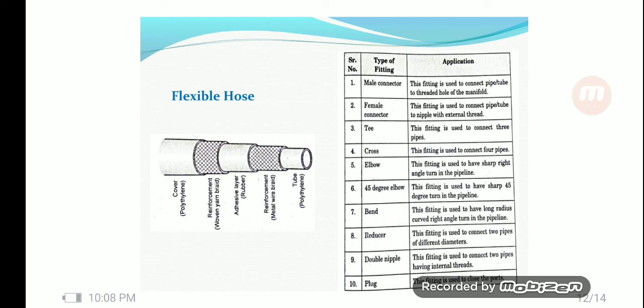Another type of fitting is the bend. This fitting is used to make a long radius curved right angle turn in the pipeline. The next type of fitting is the reducer. The reducer is used to connect two pipes of different diameters. Next is the double nipple. This fitting is used to connect two pipes having internal threads. And the last is the plug. Plugs are used to close the ports.